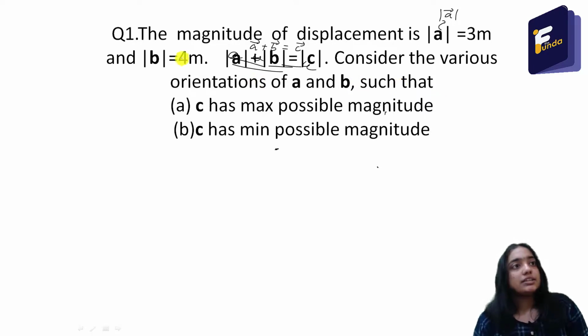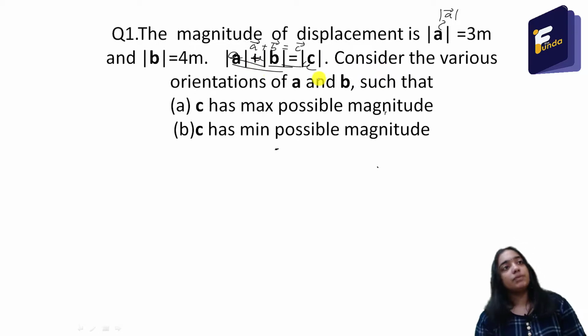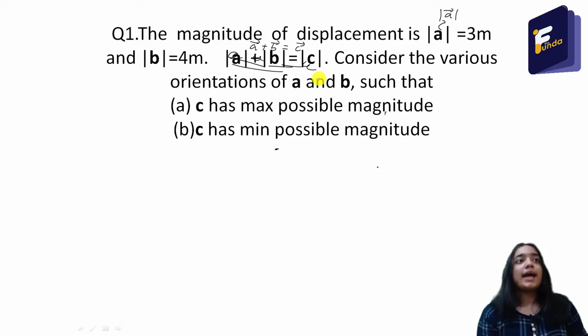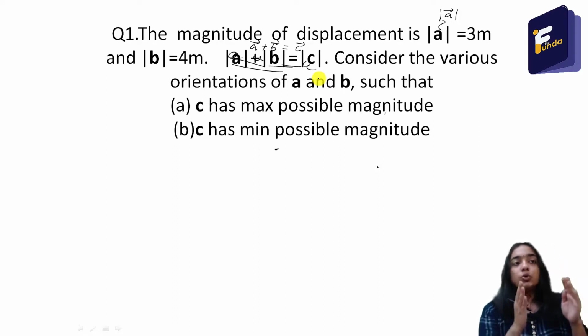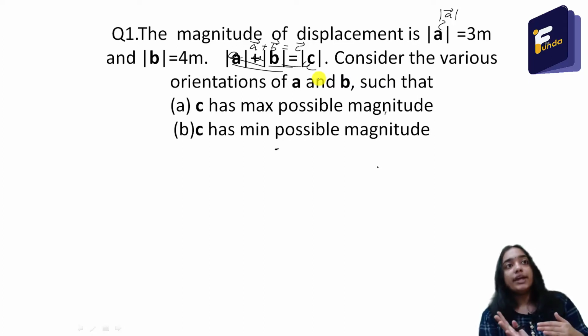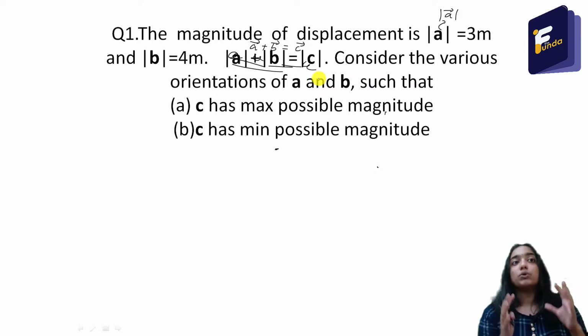such that C has maximum possible magnitude, C has minimum possible magnitude. So C vector is formed by adding two vectors, that is A vector and B vector, and the magnitude of A vector is 3 meter, the magnitude of B vector is 4 meter. You are asked that you have to orient, means you have to take the directions of this A vector and B vector in different directions, and in which direction C has the maximum possible magnitude, and what is that magnitude also you have to tell.